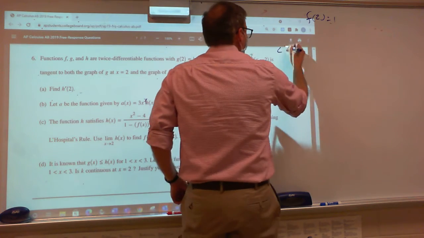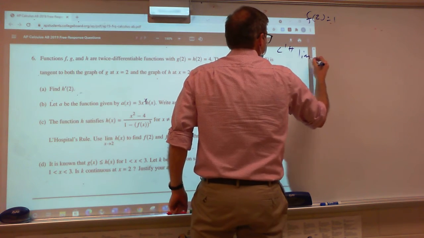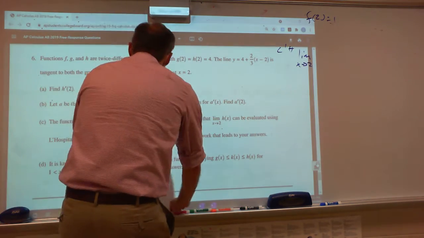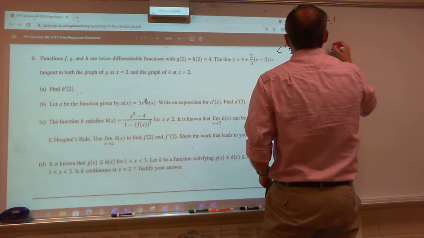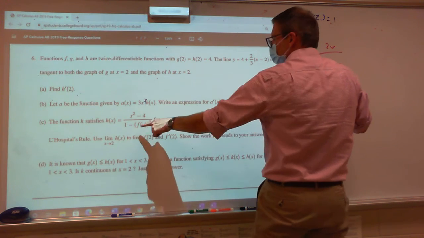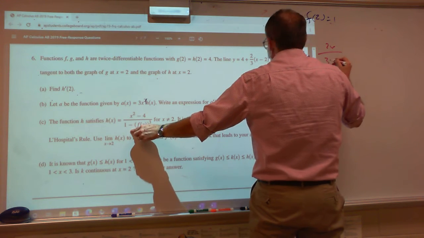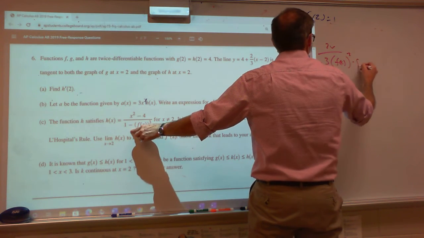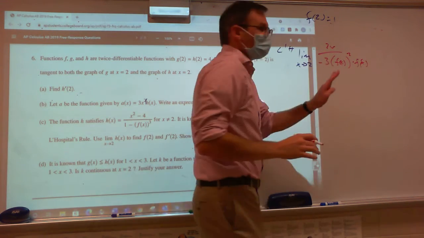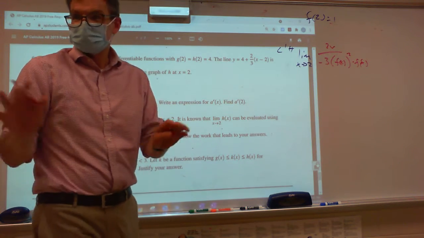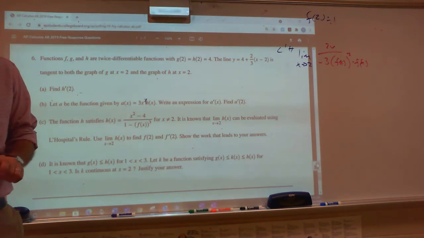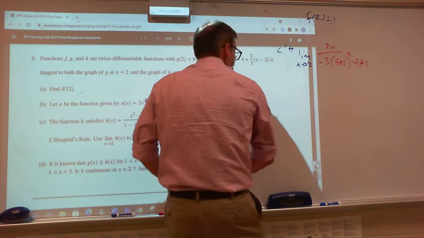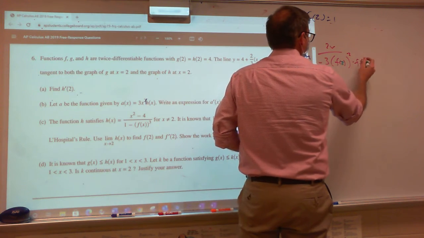And I'm going to use L'Hopital's rule on this. L'Hopital's rule is going to be the limit as x approaches 2 of the derivative of the top, which gives me 2x, over the derivative of the bottom, well that goes away, that's going to give me minus 3 times f of x squared times f prime of x. Are we okay with that? So far, so good? If I'm interested in the limit as x approaches 2, I want to plug a 2 in here, and I'll plug a 2 in here.